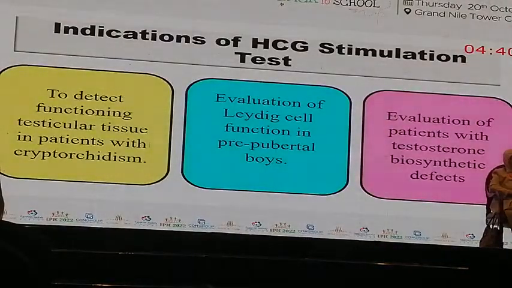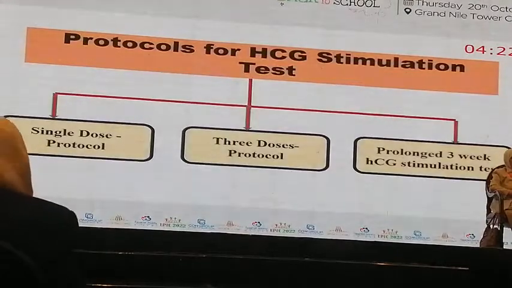What are the indications of HCG? We do the HCG for detection of functioning testicular tissue in patients with cryptorchidism, or to evaluate the Leydig cell function in prepubertal boys, and also to evaluate the testicular biosynthetic defects.